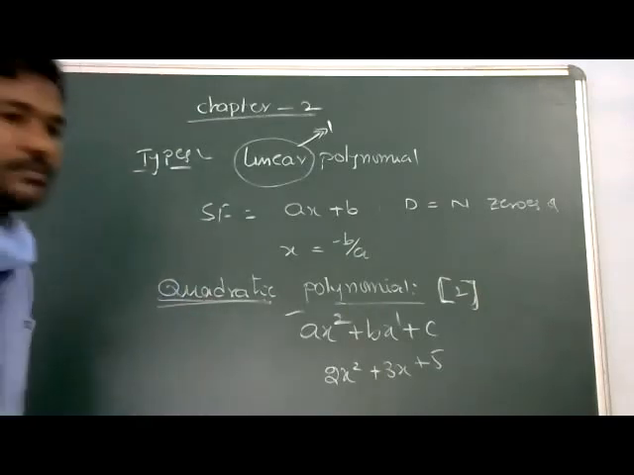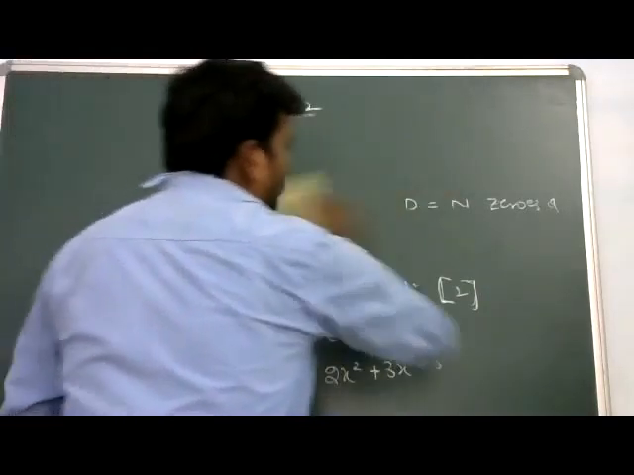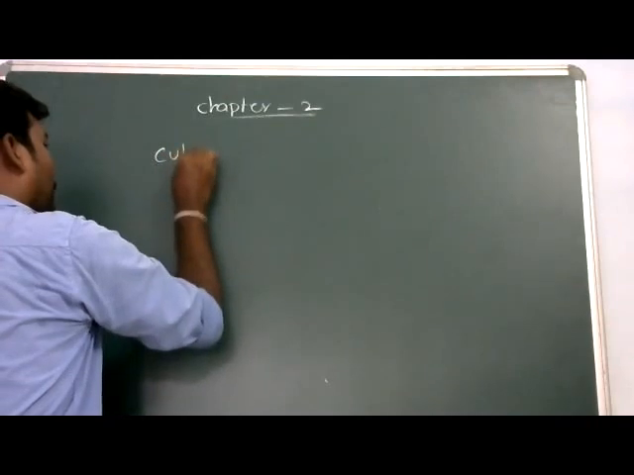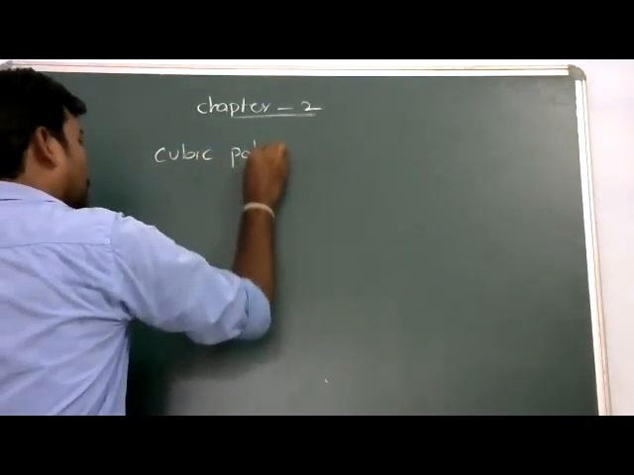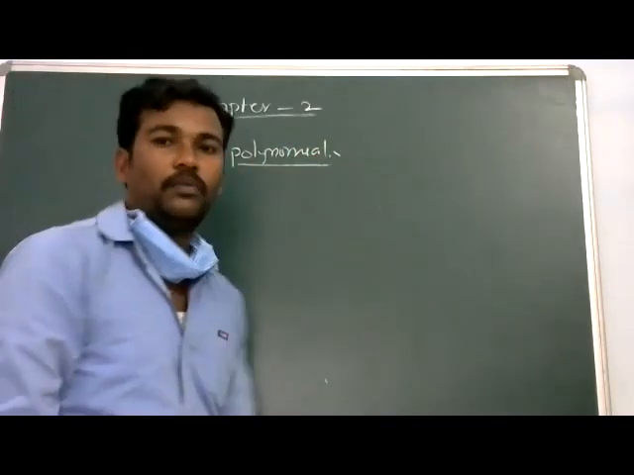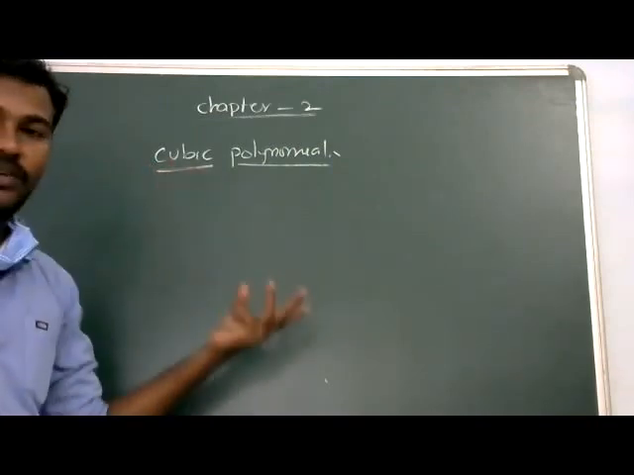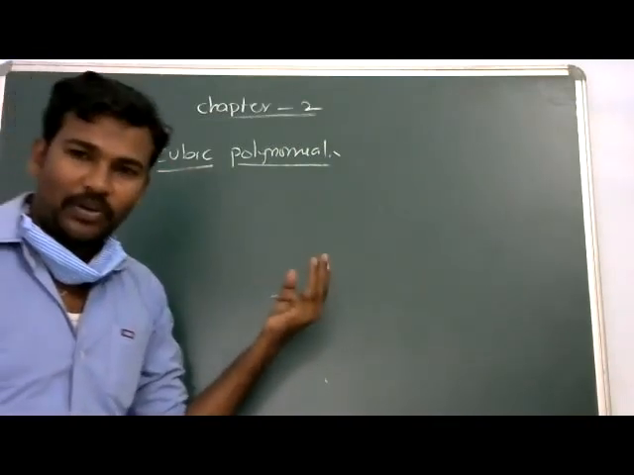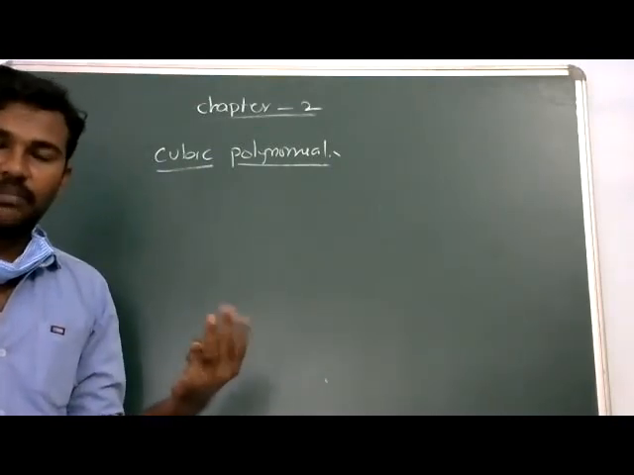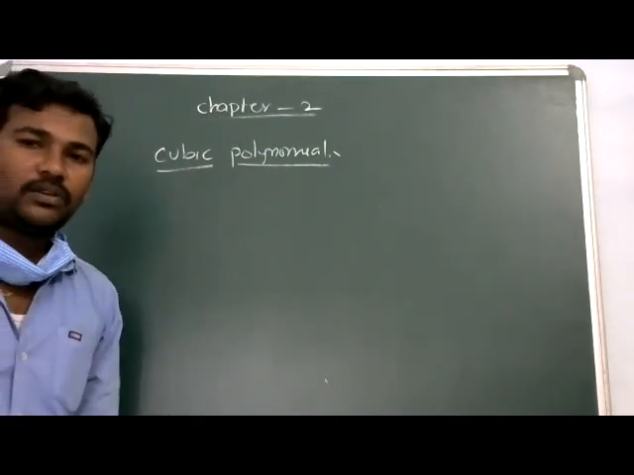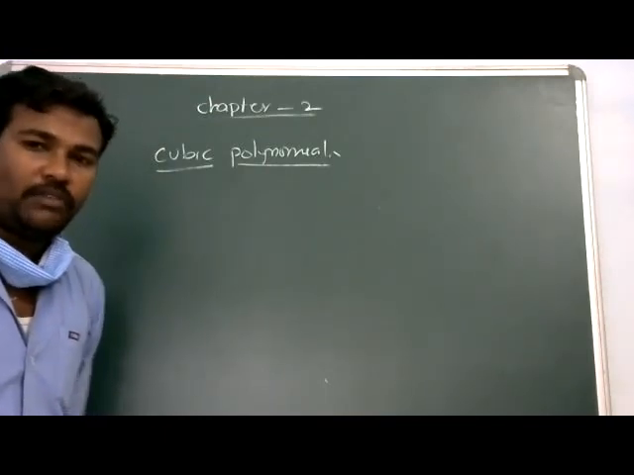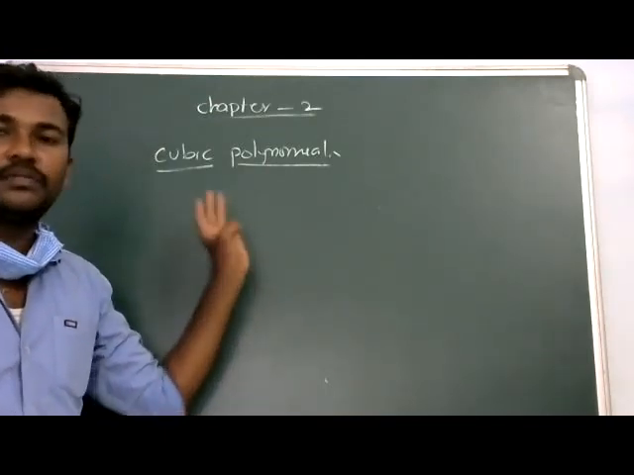Then comes the third one, the cubic polynomial. What is meant by cubic polynomial? Cube, we already know that very well. Cubic polynomial means the degree of the polynomial is 3. Then it is called a cubic polynomial. So the number of zeros of the cubic polynomial is 3 only. Why? Because its degree is 3, and the number of zeros is also 3.